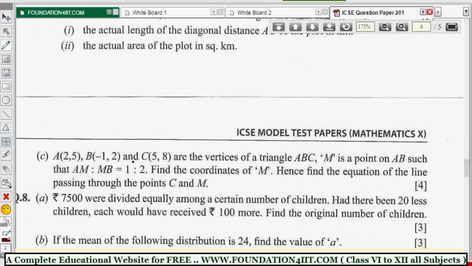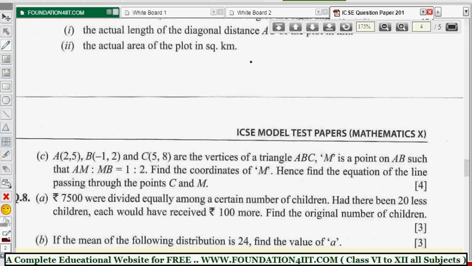And when you come to question number C, coordinate geometry. A, B, C are given as the vertices of triangle ABC. M is the point on AB such that AM is to MB is 1 is to 2. Find the coordinates of M, hence find the equation of the line passing through the points C and M.